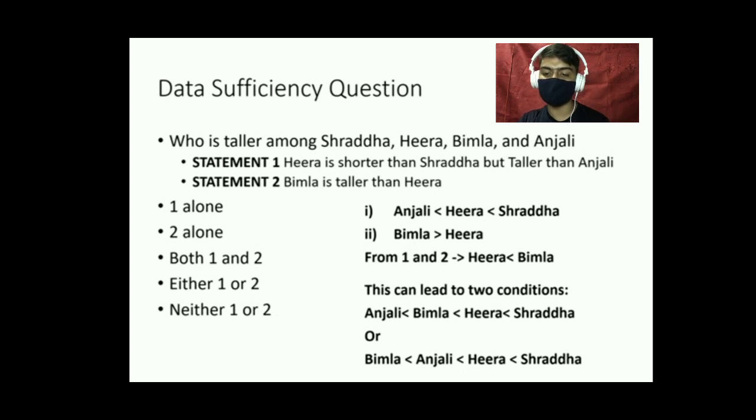This can lead to two conditions: Anjali is less than Bimla or less than Hira, less than Shraddha, or Bimla less than Anjali, less than Hira, less than Shraddha. So we cannot identify which one is taller. Neither 1 nor 2 is sufficient for saying who is taller among these.